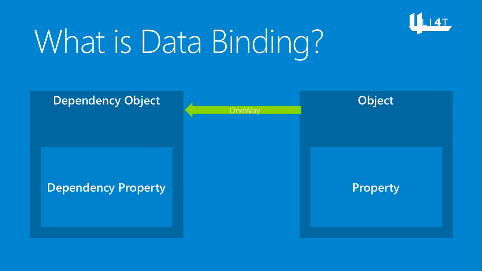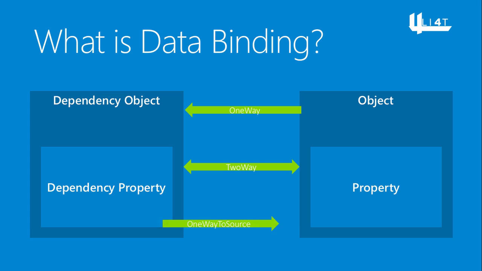If you would like to do it both ways, you can establish a two-way data binding. In this case, when a property on an object changes, the dependency property on a dependency object changes with it. And the same goes the other way around. If the dependency property changes, the same changes are reflected on the property of the object.